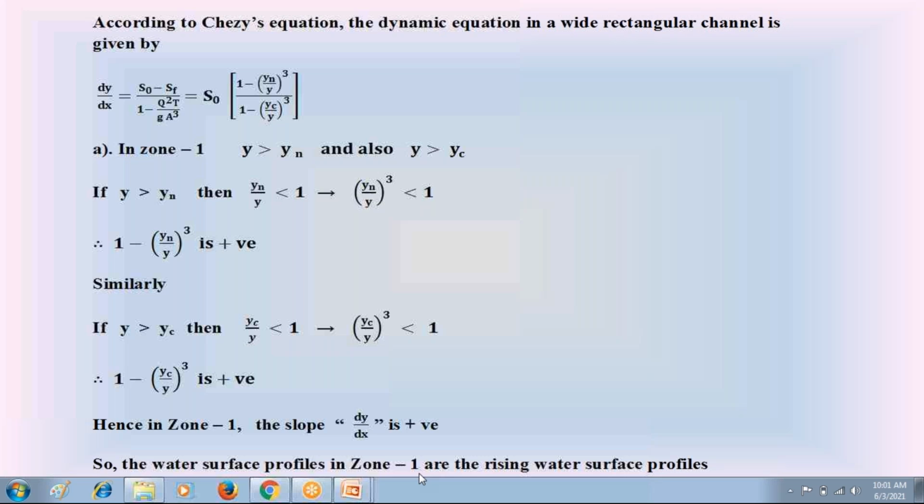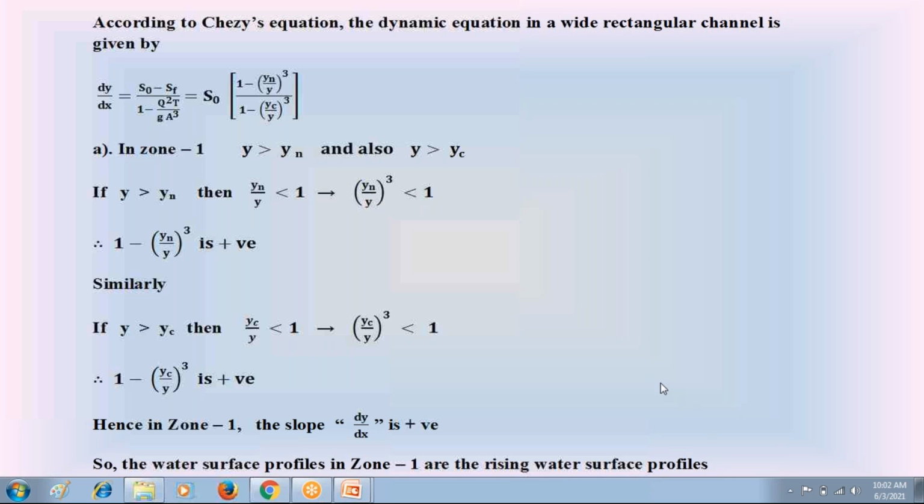So the water surface profiles in zone 1 are the rising water surface profiles, because the slope of the water surface profile in zone 1 is positive. All the water surface profiles in zone 1 have this positive slope, so those profiles are the rising water surface profiles.